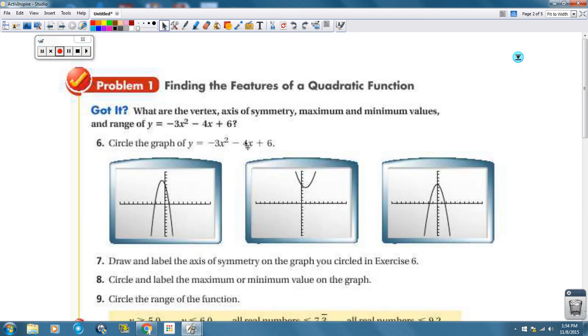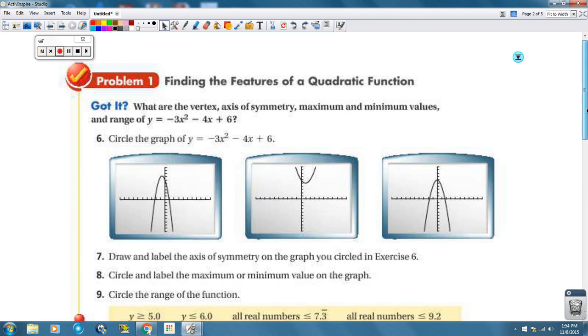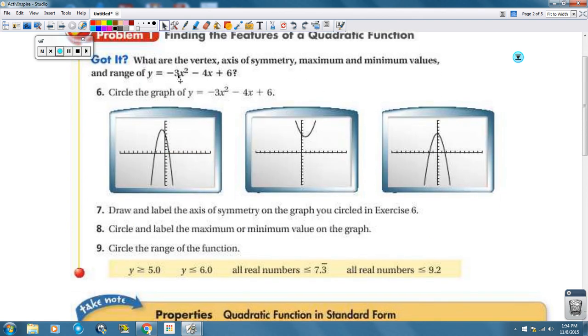Now what you want to do is find the features. We've actually talked about this already in the previous lesson. Your vertex is going to be the topmost point. Your axis of symmetry is the line that goes through the vertex. And then whether it has a maximum or a minimum: if it opens up, it has a minimum. If it opens down, it has a maximum. And then what the range is. If you remember our notes, we've talked about all that.